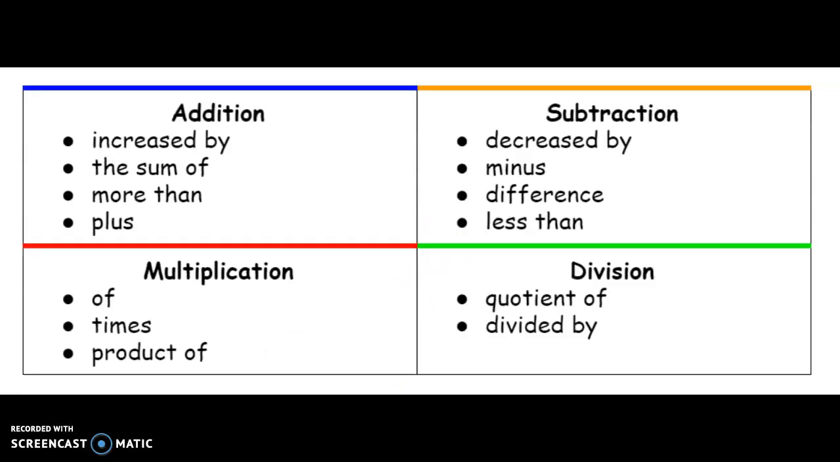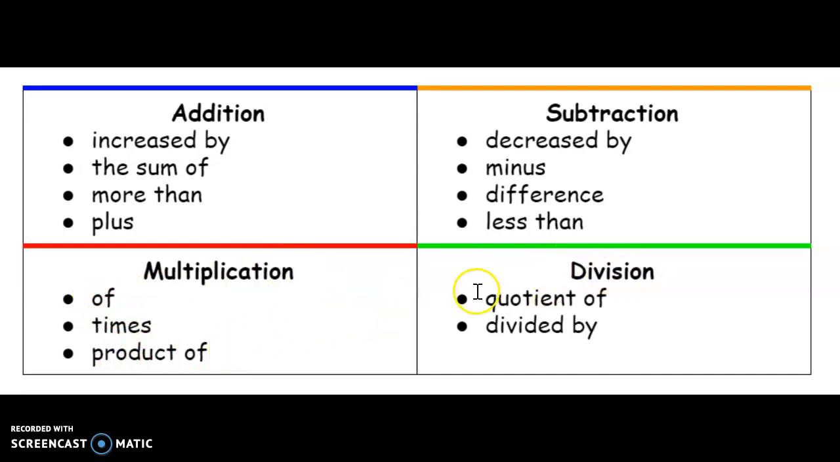Last week, we learned that specific words went with specific operations. Let's review. In addition, we learned that the words increased by, the sum of, more than, and plus meant that we should add. In subtraction, we learned that the words decreased by, minus, difference, and less than meant we should subtract. For multiplication, we learned of, times, and the product of meant that we should multiply.